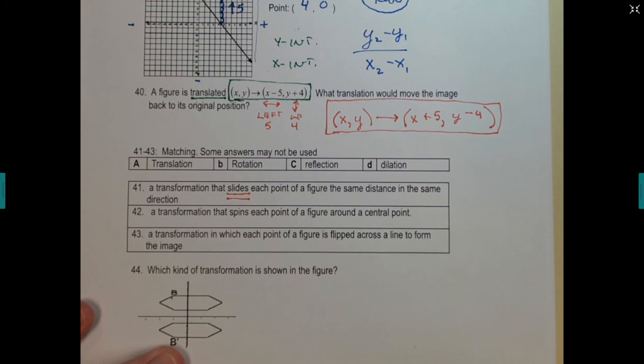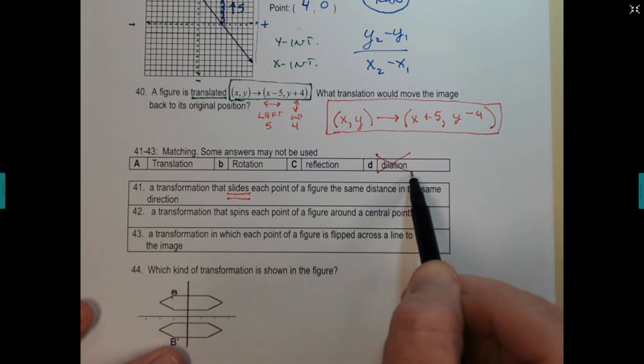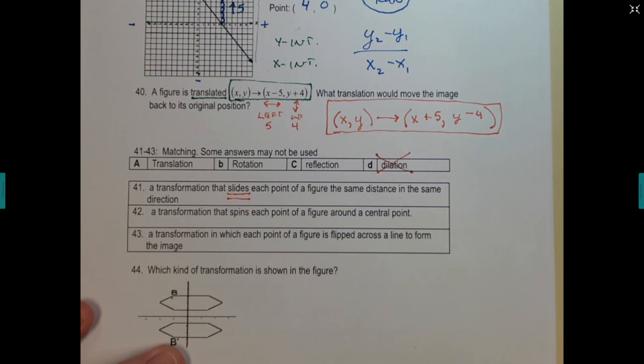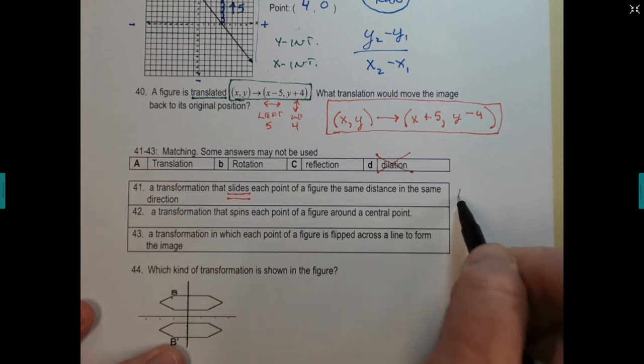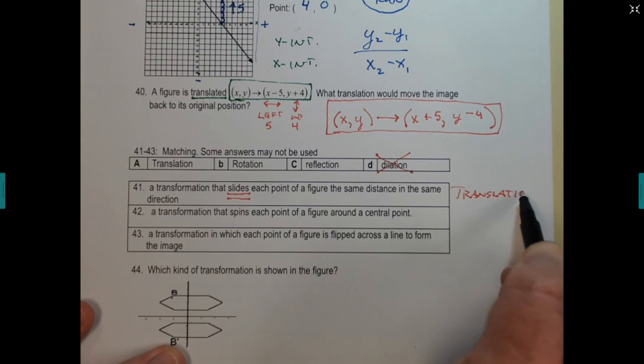What do you think? I give you full permission to be wrong right now if you want to. I'll give you a hint. We didn't even study dilations yet. That's actually next semester. So please don't choose D. Translation. Yeah, that's a slide. Stay with me because we're going to get all these done real quick.